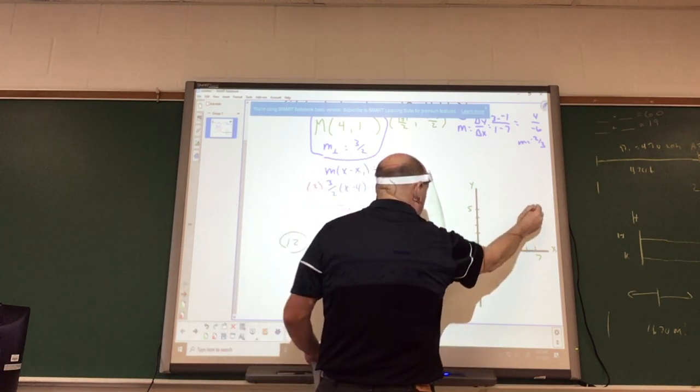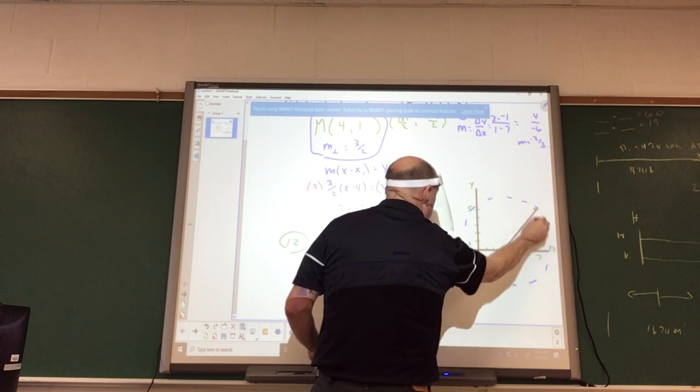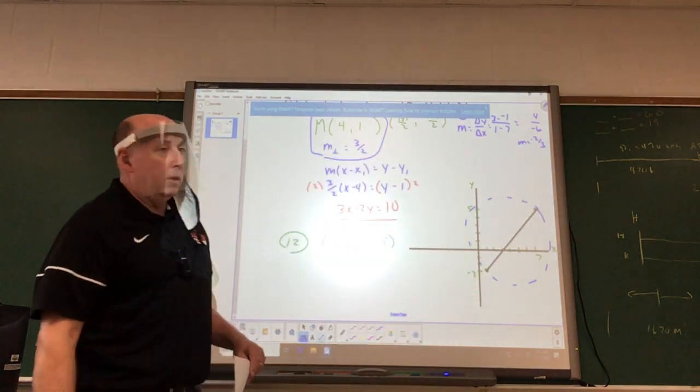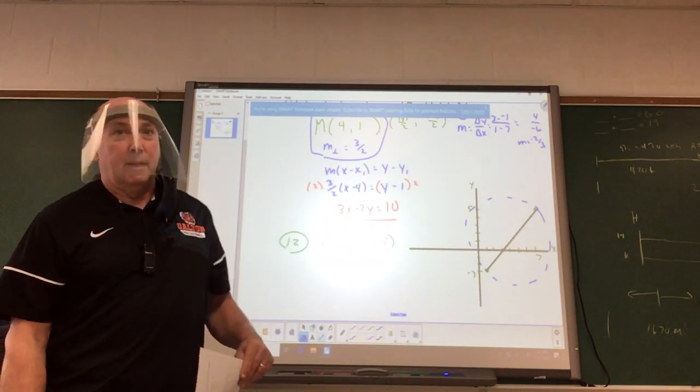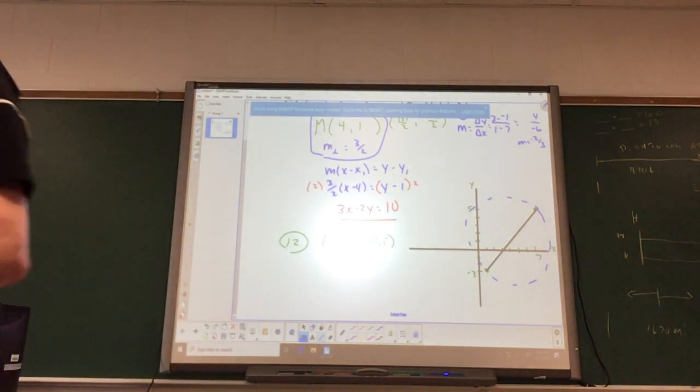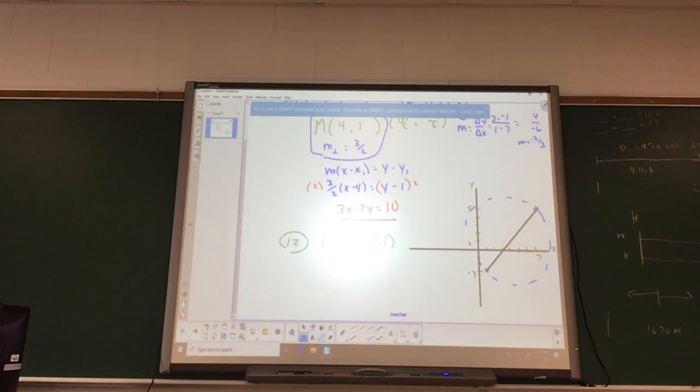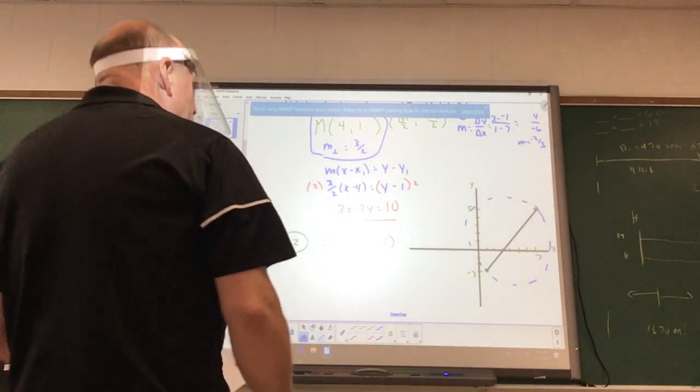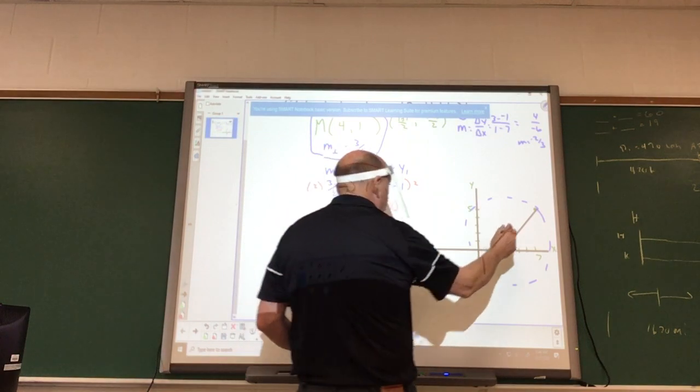So our circle will be this. Not bad. That's pretty good. I got one there. Feel pretty good about myself right now. Doesn't look too much like an egg. So this is a diameter.